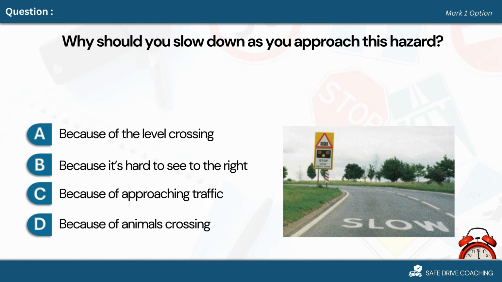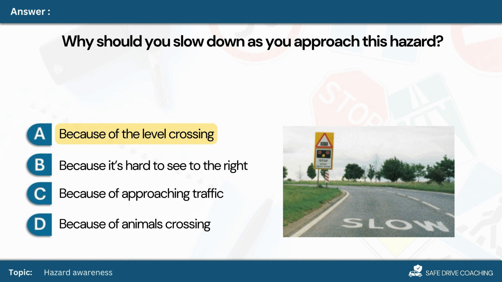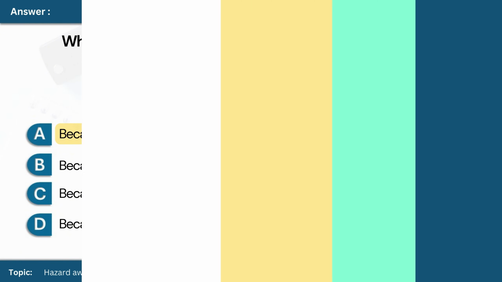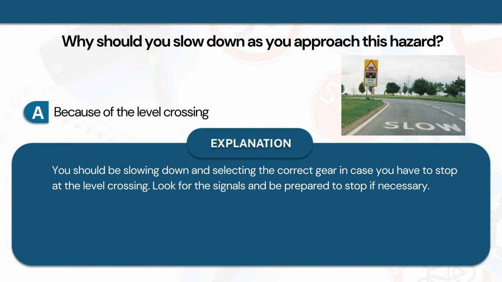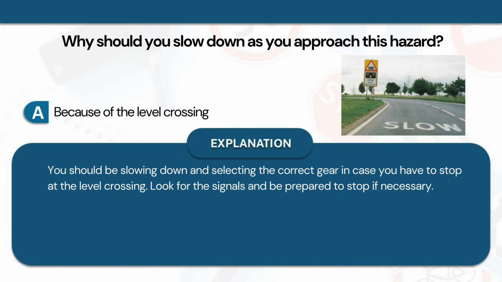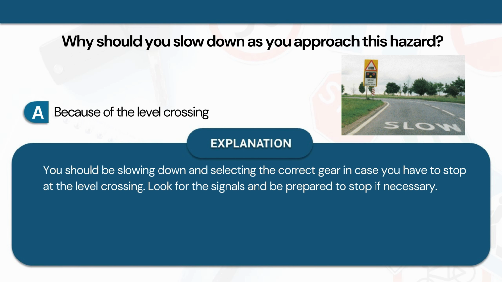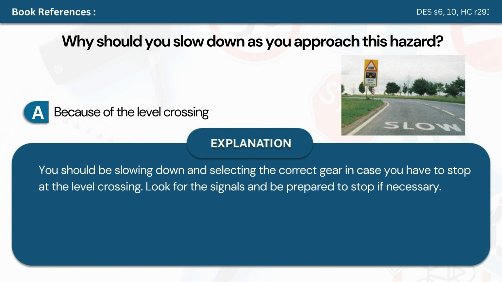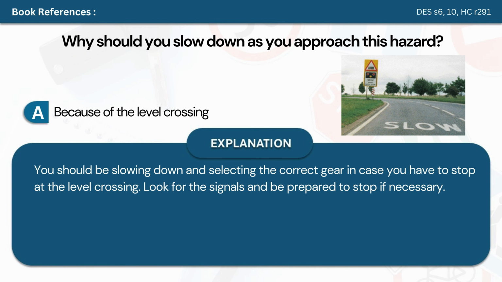The correct answer is A. Because of the level crossing. You should be slowing down and selecting the correct gear in case you have to stop at the level crossing. Look for the signals and be prepared to stop if necessary.